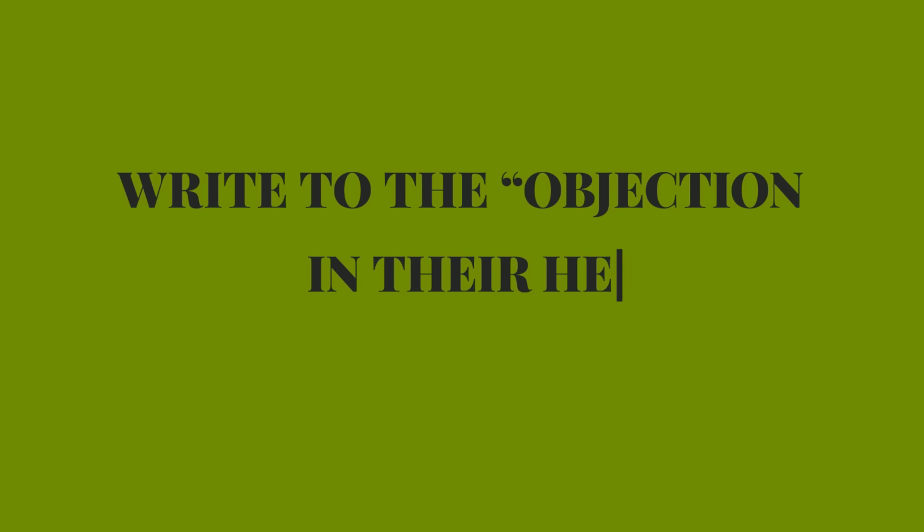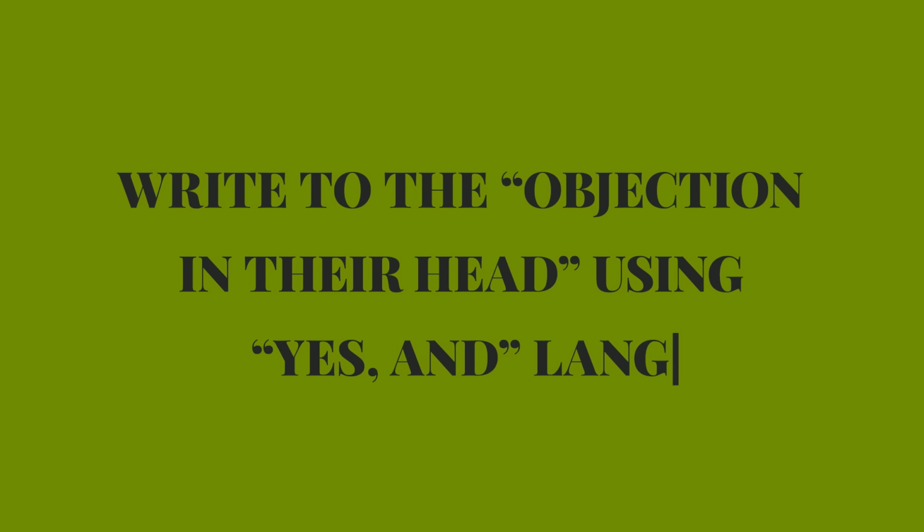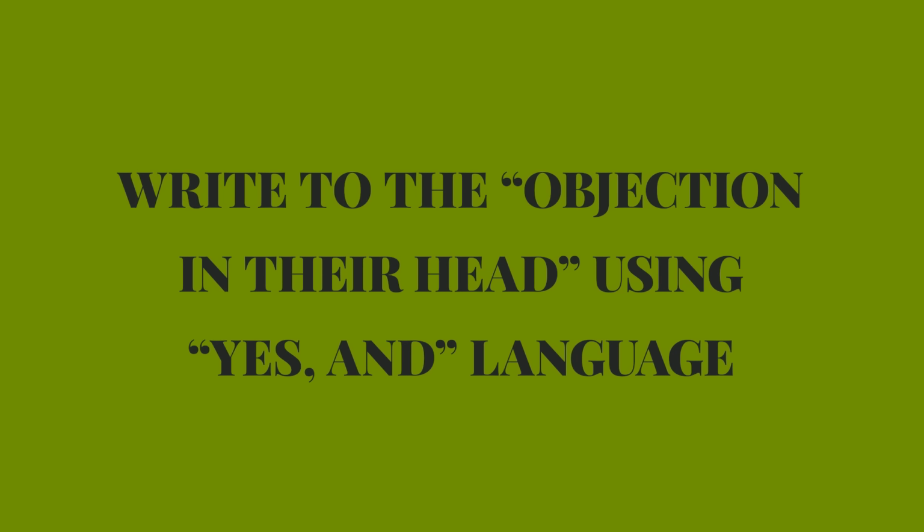So remember, point number 2, specifics. Set the fluffy adjectives aside. They will eat up your character count and only just make you sound like everybody else. Tip number 3, write to the objection or pain point in their head and use yes and language. Now, what I mean by that is you are going to address their objection, their pain point, their friction that they're experiencing in plain language, specifically their language, how they talk about it, what their experience is.